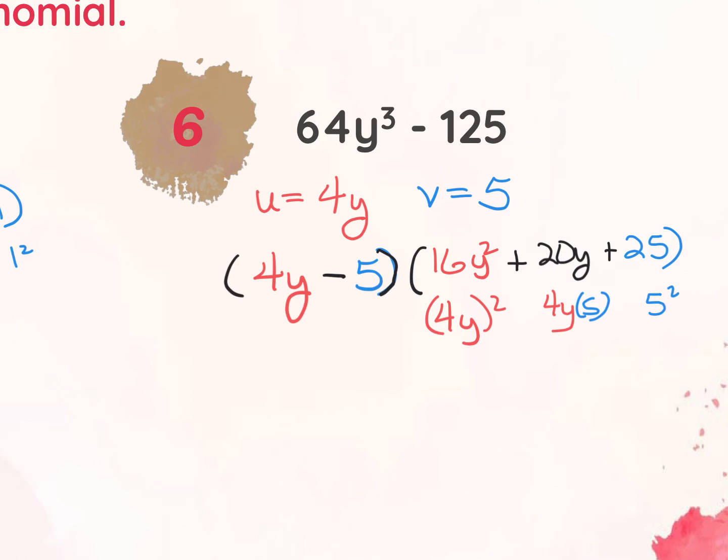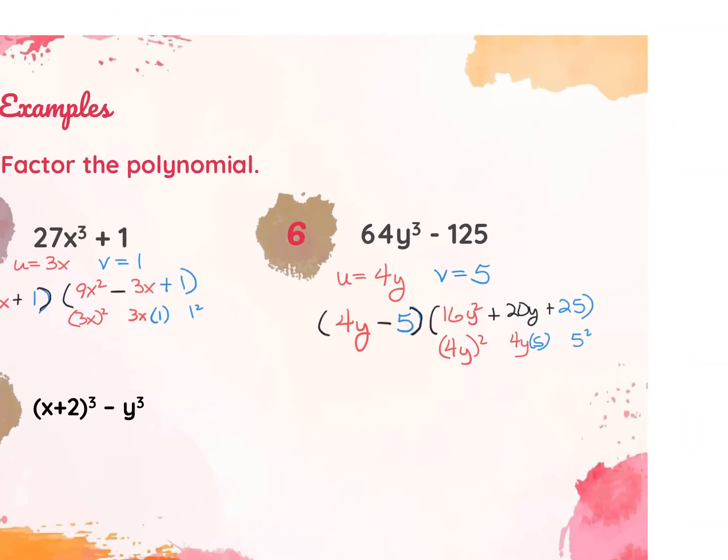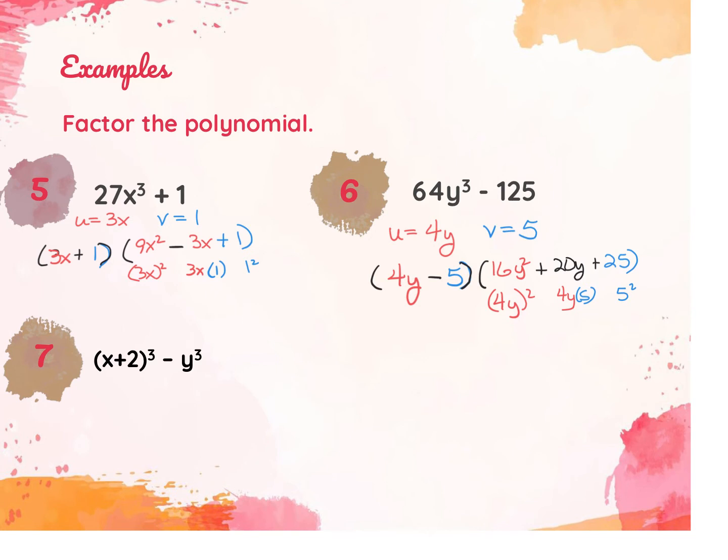Now the next one's a little different. It's a bit challenging. Pretty good on 6. Number 7, we have 2 perfect cubes here. But notice my first perfect cube, this u term here, and actually I'll just write it here in red. Once I cube root x plus 2 cubed, I end up getting my u term to be x plus 2. My v term is just y.